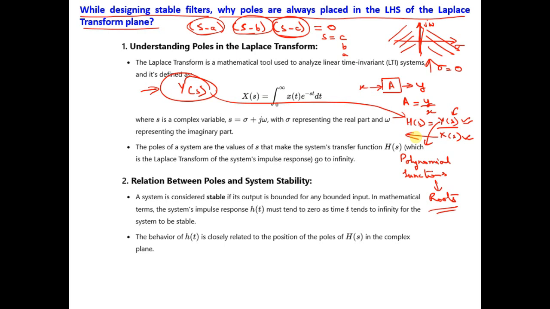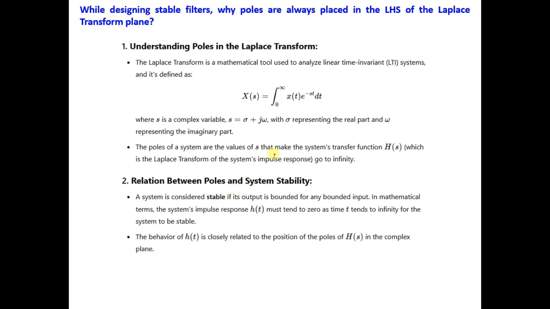So the poles and zeros concepts are clear now. While we design a continuous time system, there are some criteria for the placement of the poles and the zeros. Before going into the digital systems, we need to understand those criteria. The first criterion is why poles are always placed in the left hand side of the Laplace transform plane.